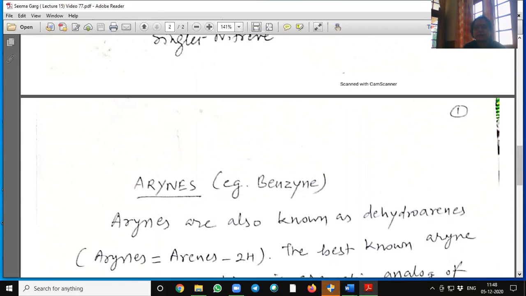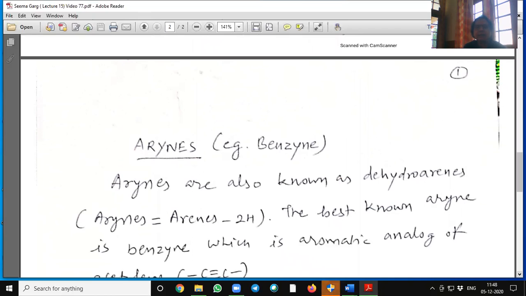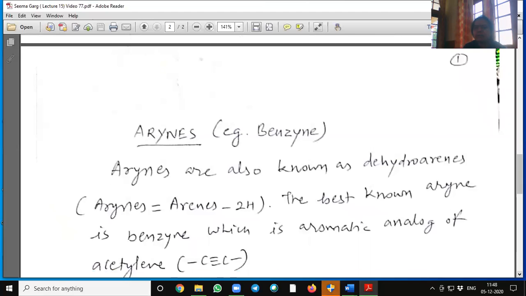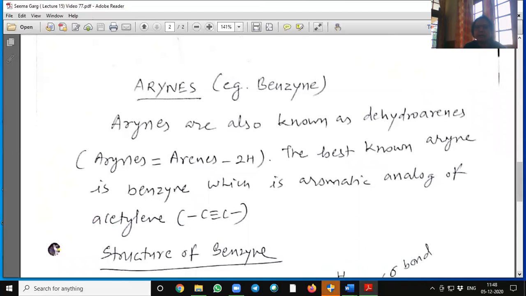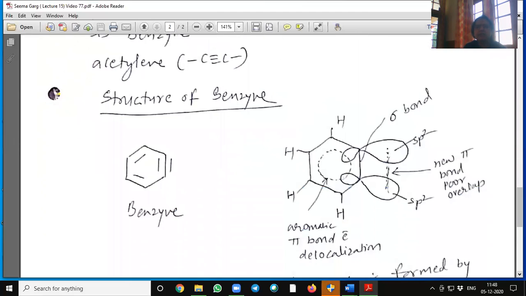Arynes. Arynes are also known as dihydroarynes. Aryne is equal to arene minus 2H. The best known aryne is benzyne, which is the aromatic analog of acetylene. Structure of benzyne, see here the structure.